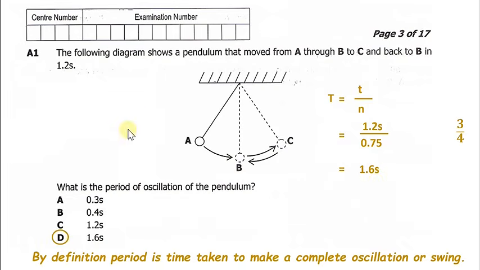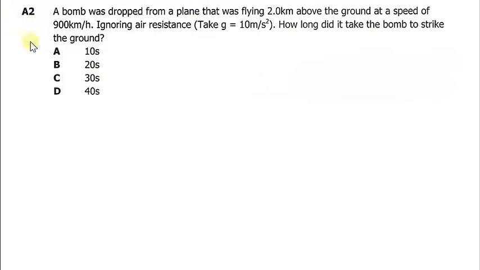So let's move to question 2. Question 2 reads: a bomb was dropped from a plane that was flying 2.0 kilometers above the ground at a speed of 900 kilometers per hour. Ignoring air resistance, take g, which is acceleration due to gravity, to be 10 meters per second squared.